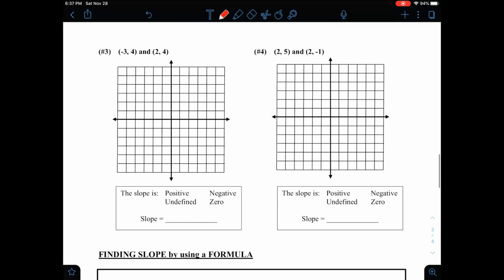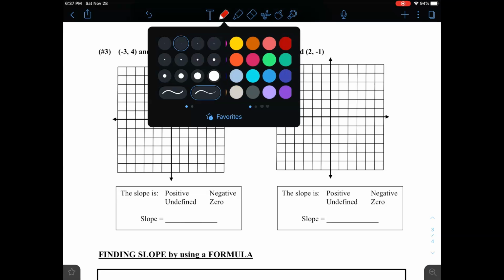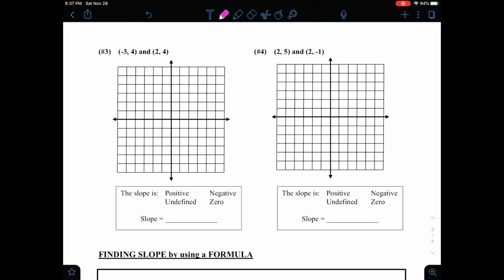Okay, moving on. 2 more of these examples, and we got to move on to something else, which is very important too. All right, so we have negative 3, 4, and we have 2, 4. So negative 3, 4 is, negative 3 means left 3, positive 4 means up, 1, 2, 3, 4. 2, 4 means go right 2, positive 4 means go up 4.